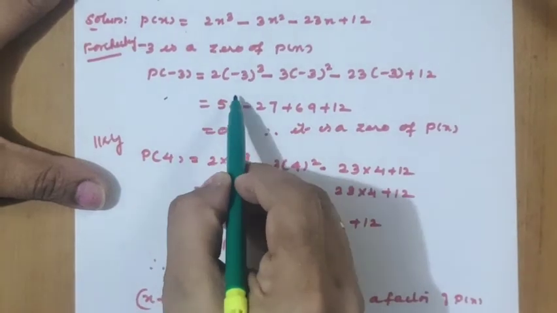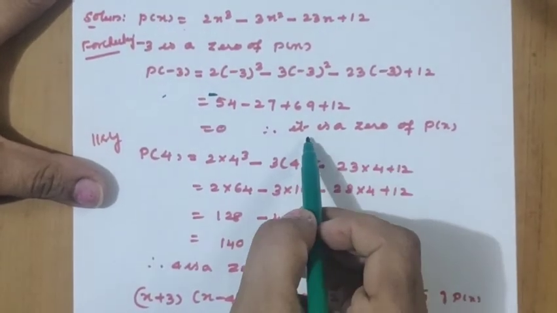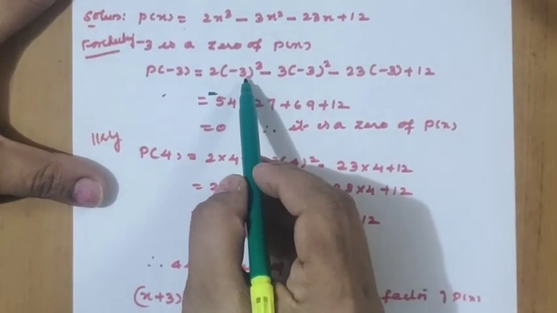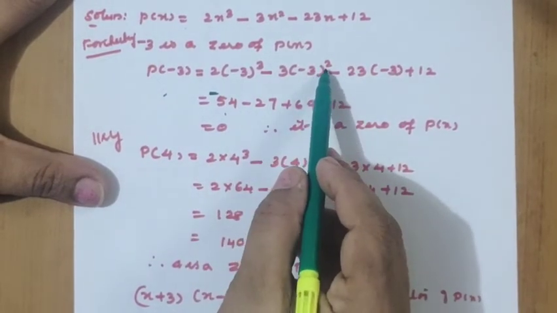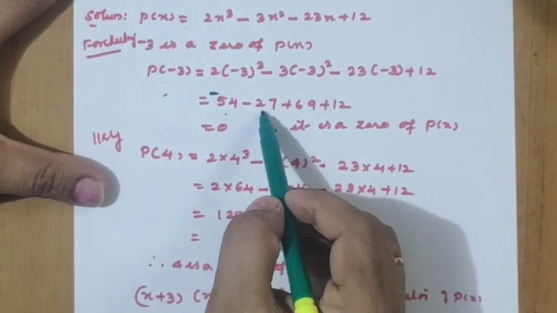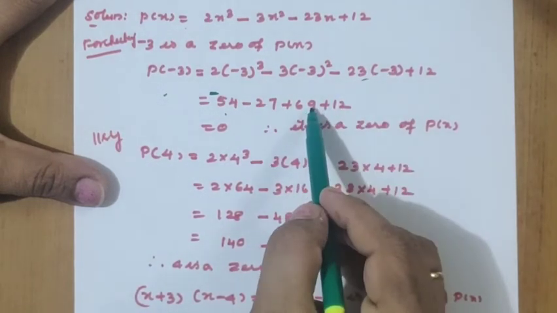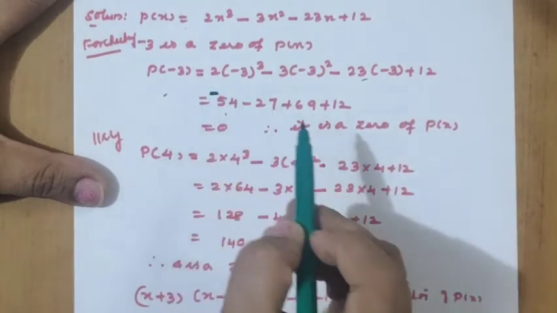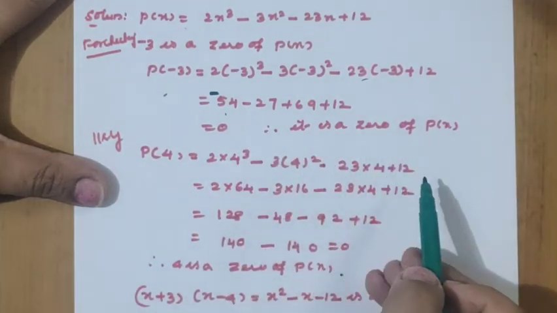There is a correction here, minus 54 will come, then only the total equals 0. So we can write that it is a zero of P of x. Don't make the error. Minus 3 cube means minus 27 into 2, that is minus 54. Here minus 3 square, that is 9 into minus 3, minus 27. And here both will be plus only. Minus 23 into minus 3, that is 69, and plus 12. So here the sign is minus 54. So it will cancel here, then you'll get the 0. So it is a zero of P of x.